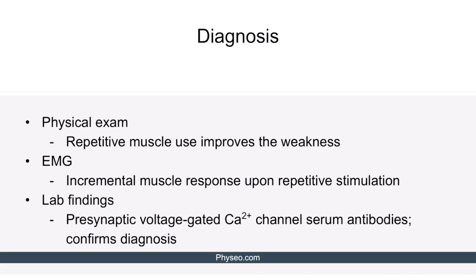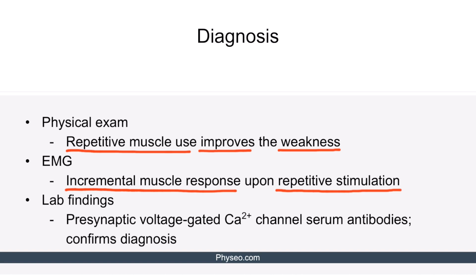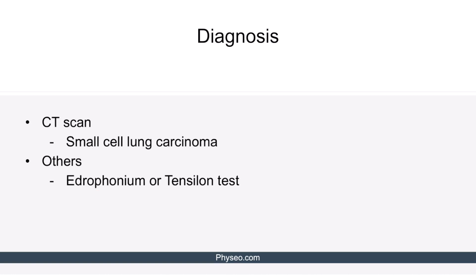On physical exam, repetitive muscle use improves the weakness. This is true for reflexes as well. On EMG, an incremental muscle response is evident upon repetitive stimulation. Finally, laboratory findings can confirm the diagnosis, and this is done when presynaptic voltage-gated calcium channel serum antibodies are present. A CT scan should be performed, which is used to detect small cell lung carcinoma.